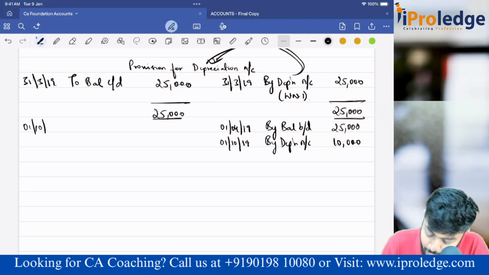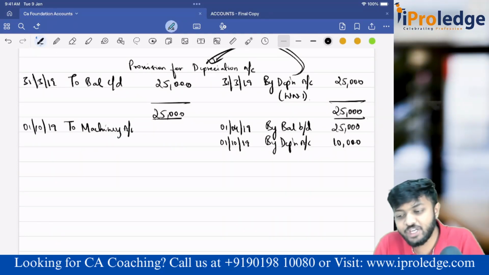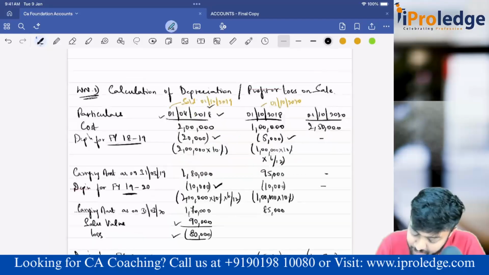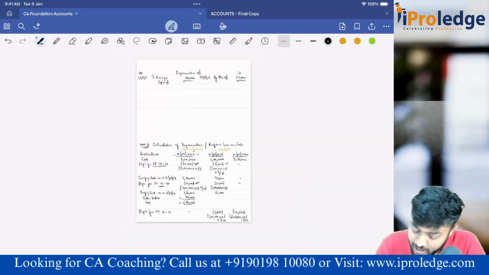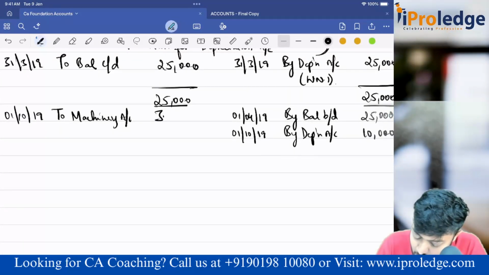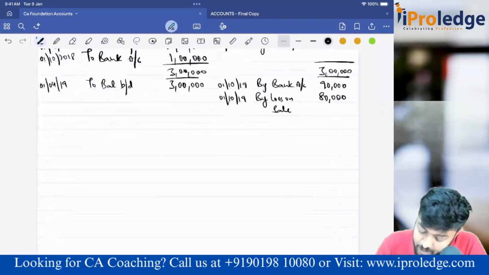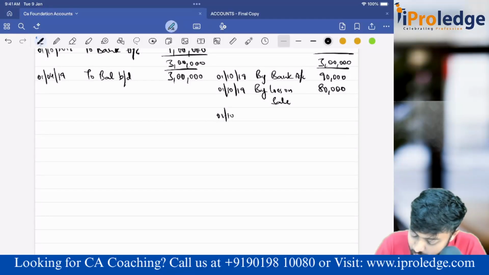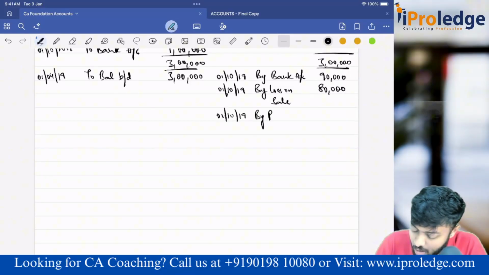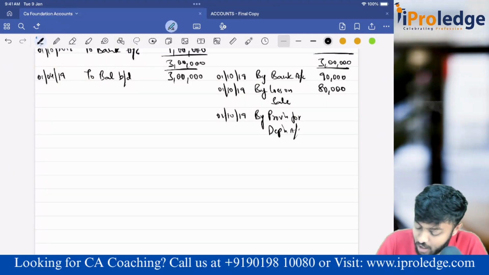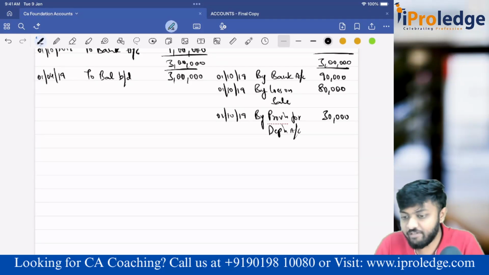On 1/10/19, now I will transfer to the machinery account. Sir, how much? How much ever depreciation you have given till date, that much depreciation. How much have you given? 20 I have given, 10 I have given, total 30. 30 I will transfer to the machinery account. 30,000 I transferred, done. So if you come here, 30 you transferred, now it will come here. 1/10/19 by provision for depreciation account. How much? 30,000 came, done. We did everything, we are done with sale entries.